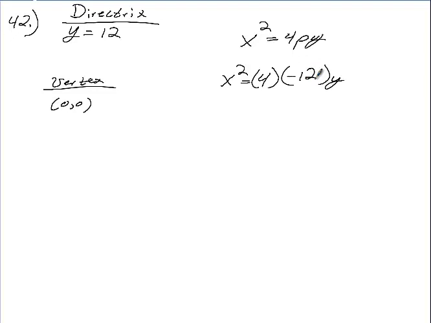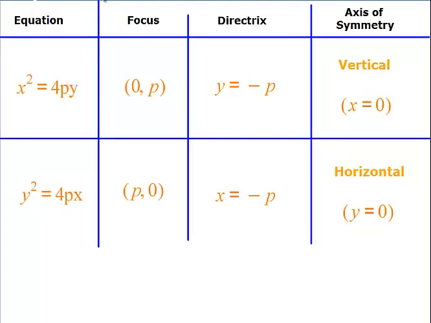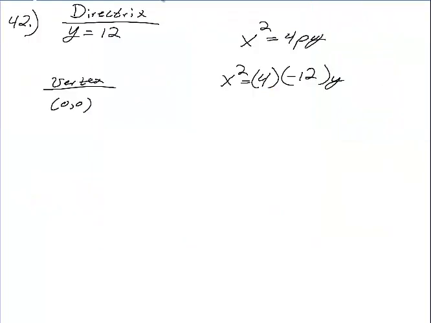Basically, when they give you a directrix, the p-value flips its sign, right? Because if you notice here, y equals negative p, x equals negative p, right? But in our equation, we have positive p's. So we'll just flip the sign and then run with it. All right, so finish this up. X squared equals what? Negative 48y. Everybody okay? Yeah, that's it.